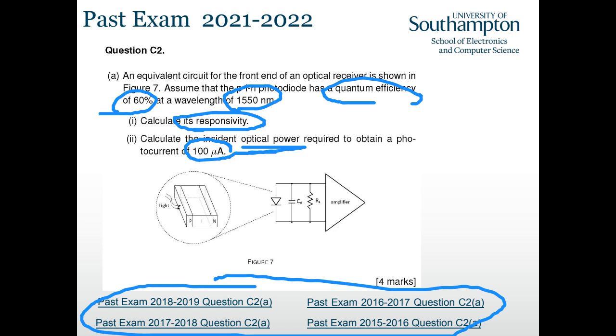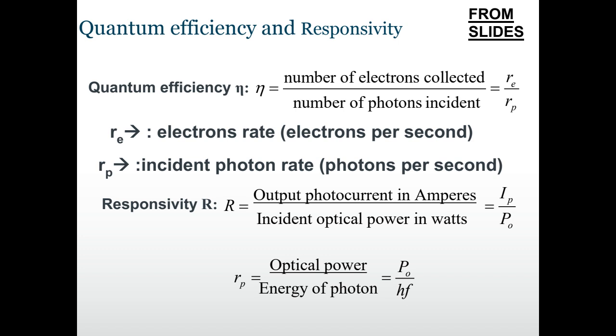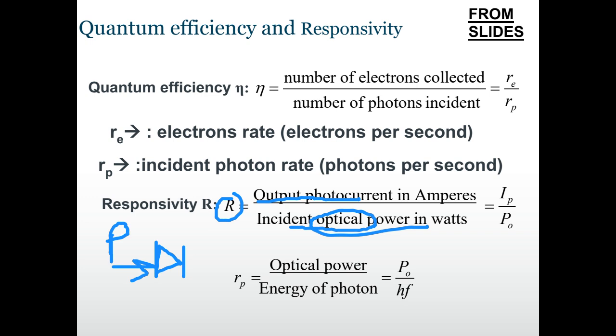Okay, so responsivity is a measure to evaluate the efficiency of the optical detector. The definition of responsivity is the output current divided by the input optical power. So we have the photodetector, we have the optical power input, and then we have the current output.